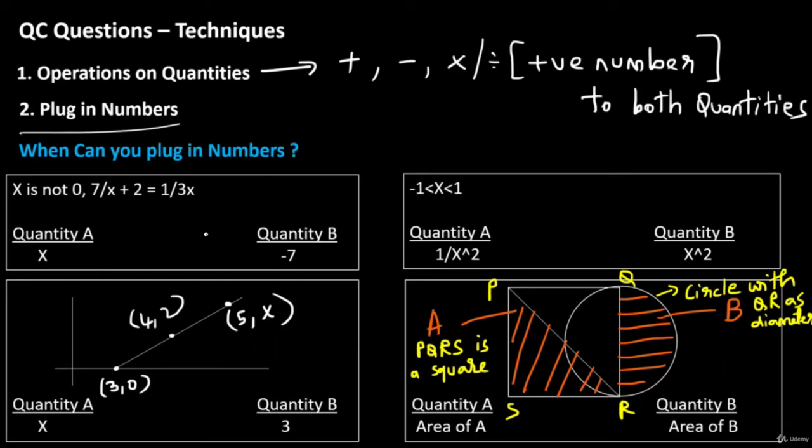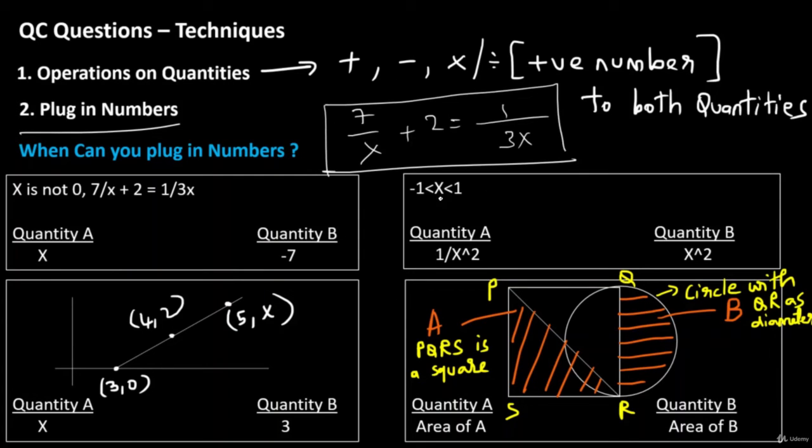So the first question says x is not 0 and 7 by x plus 2 is equal to 1 by 3x. So this is the given equation. Now, can you plug in numbers over here? You cannot, right? Some students may say that let me try x is equal to 1, x is equal to 10, etc. Right? But you cannot plug in numbers over here because you have an equation over here. So x can only be a value which is satisfying this equation over here. Therefore, you cannot use plugging in numbers to solve this question.